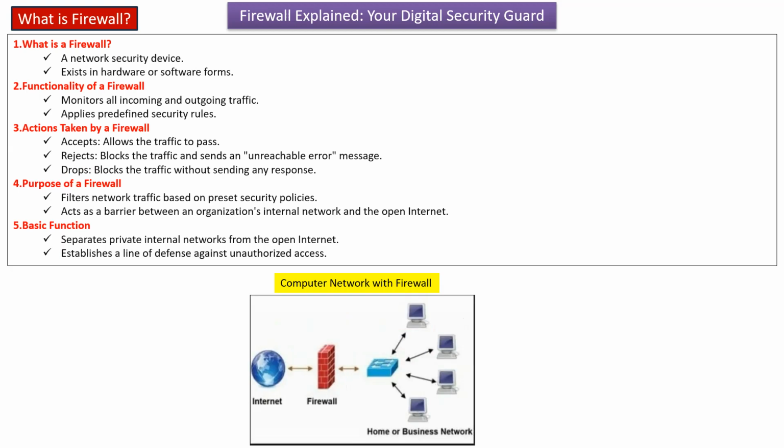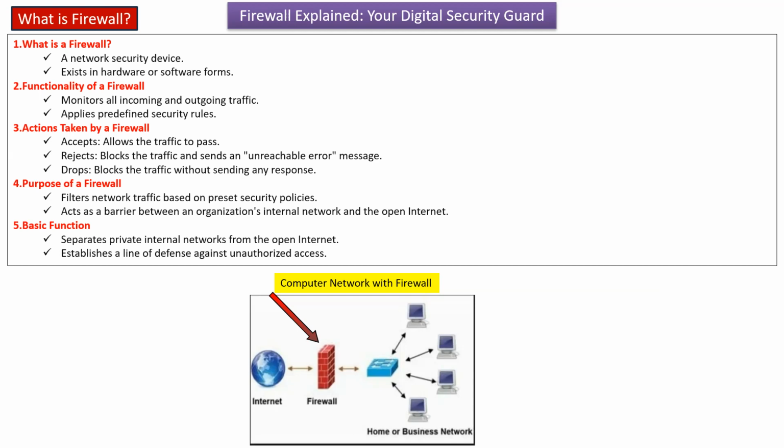What is a firewall? A firewall is a network security device. It exists in hardware or software forms. The functionality of firewalls is to monitor all incoming and outgoing traffic and apply predefined security rules. Actions taken by firewalls are accept, reject and drop. Accept means allow the traffic to pass, reject means block the traffic and send an unreachable error message, drop means block the traffic without sending any response.